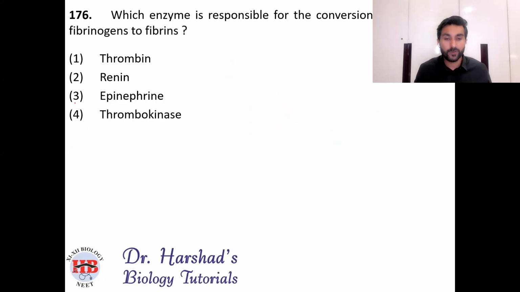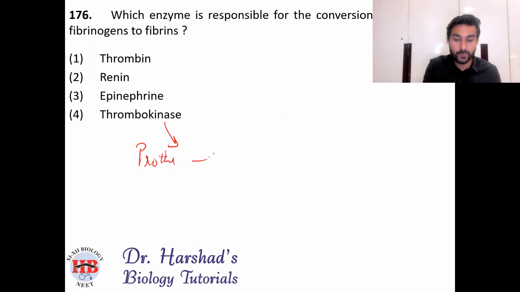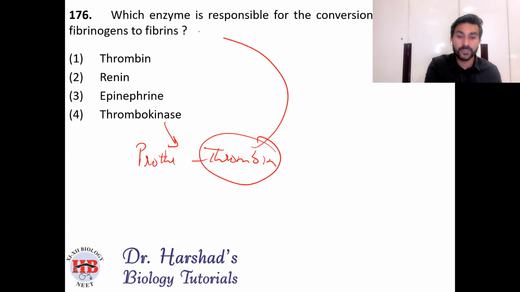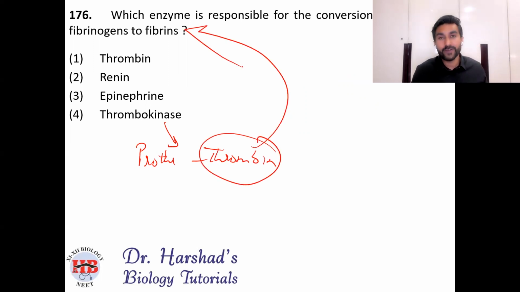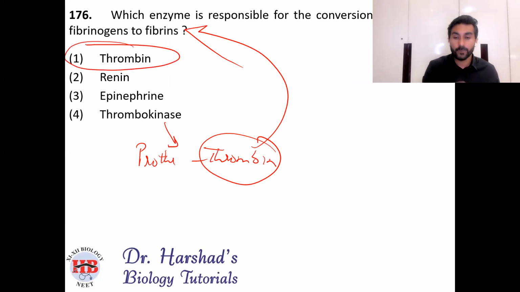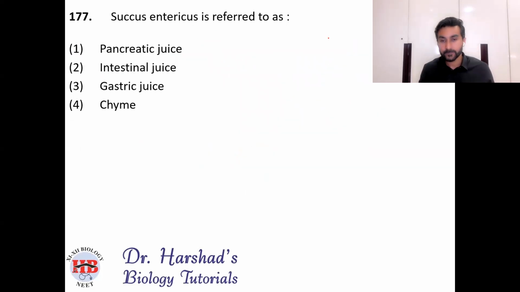Which enzyme is responsible for conversion of inactive fibrinogen to fibrin? If you remember the steps of coagulation, thrombokinase helps to convert prothrombin into thrombin. And then this thrombin helps to do this step. They have told you fibrinogen to fibrin conversion. The answer in this case would be option number 1, that is thrombin. That's our answer.